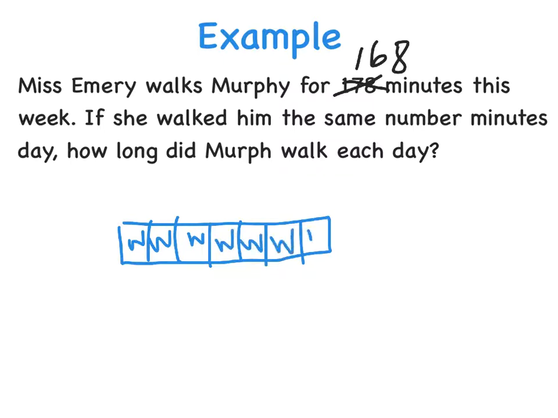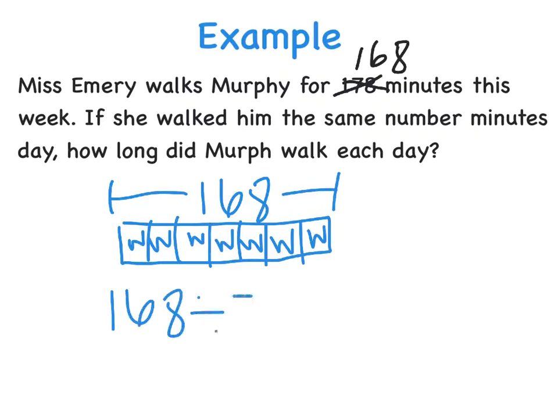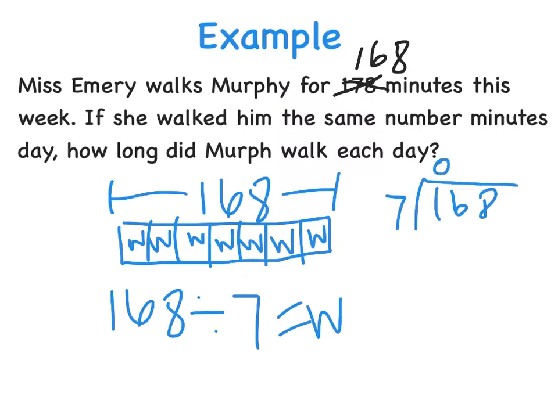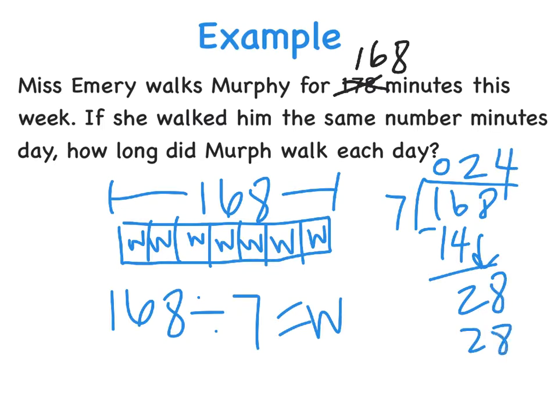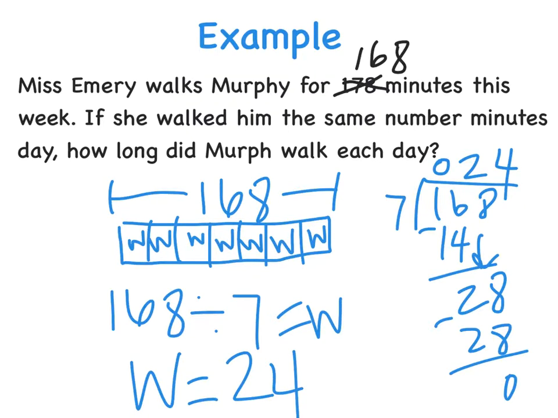Whereas in the last picture, I knew what was in one group, but I didn't know how many groups or boxes to make. So that's what makes this one a little bit different. And the total is 168. Now I can write my equation and solve. 7 can't go into 1, but it goes into 16 twice, which is 14, with 2 left. And 7 goes into 28 4 times, with none left. So W equals 24. That means each day we went for a 24-minute walk.